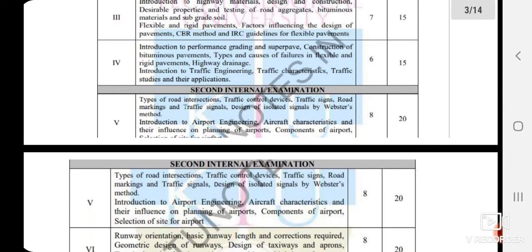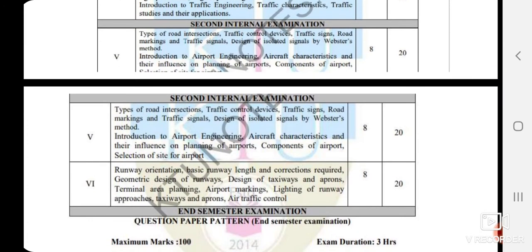And the last 2 modules, 5 and 6, each module contains 20 marks. So 20 plus 20, 40. Total 100 marks.